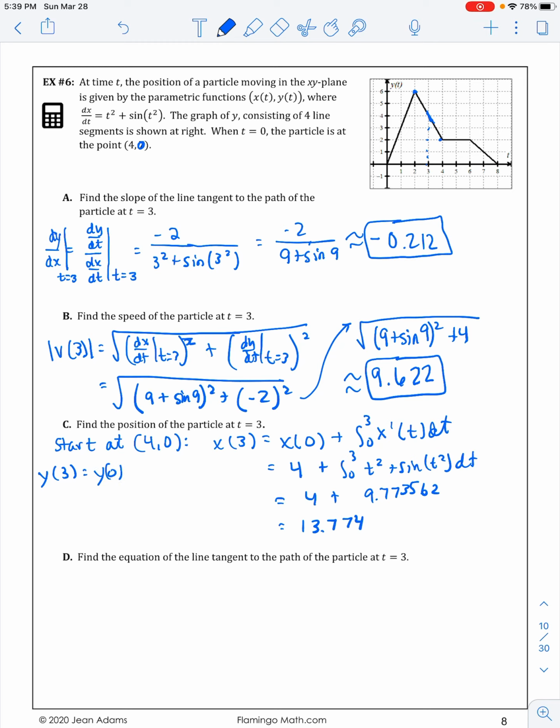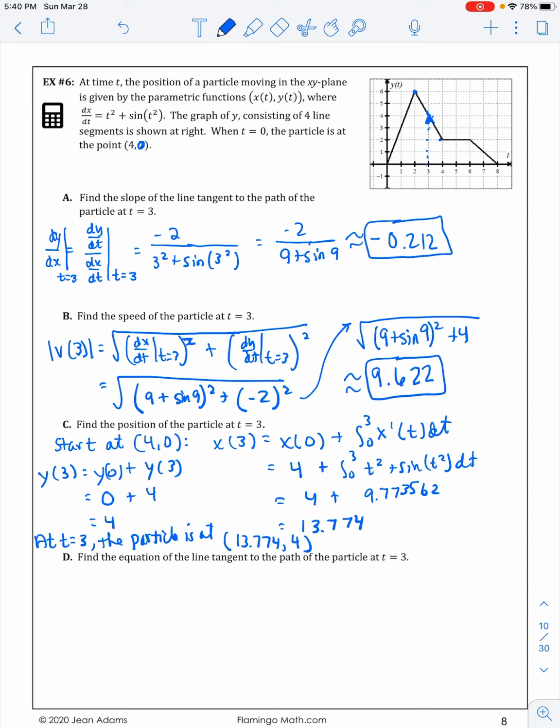My y of 3 is going to be my y of 0 plus my y of 3. And so my y of 0 was 0. My y of 3, if I go up to my function or my graph up here, I can see that my y of 3 is 4. So this is 4. So at time t equals 3, the particle is at 13.774, 4.